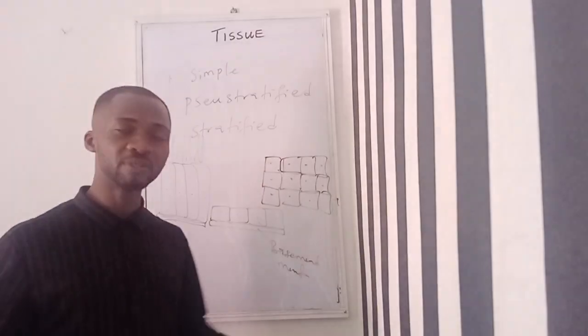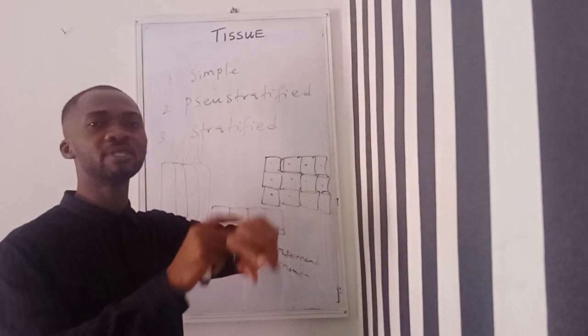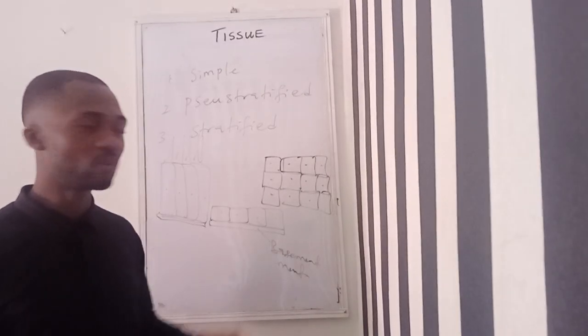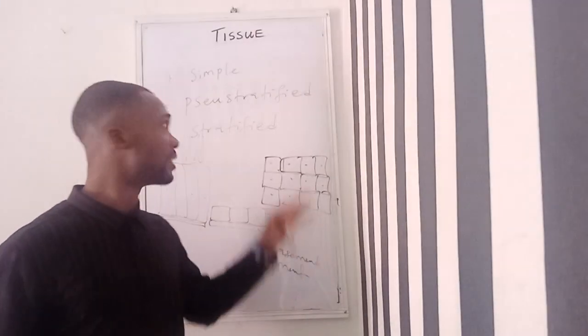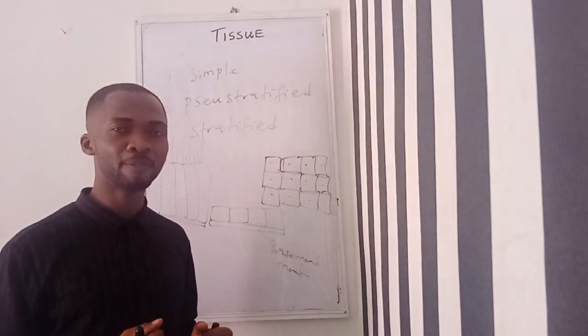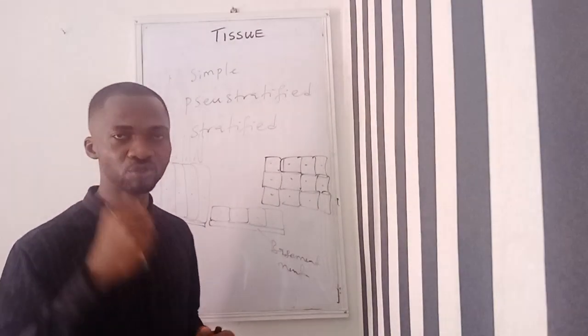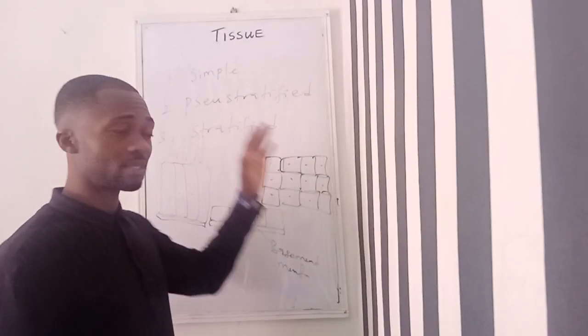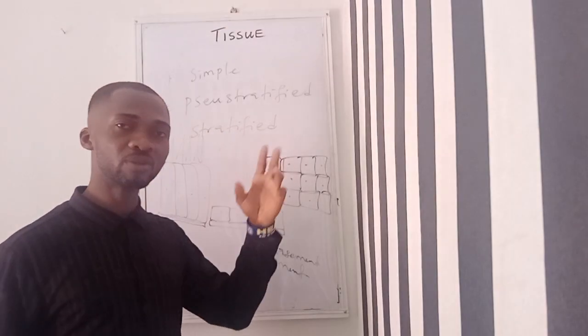This kind of epithelia is found in the skin. You can see how tough the skin is. And also in the vagina, you can see how strong the vagina is. So that is where you see the stratified epithelia is very stratified. That means it's strong and impervious. So we are done with the classification based on arrangement of constituent cells.